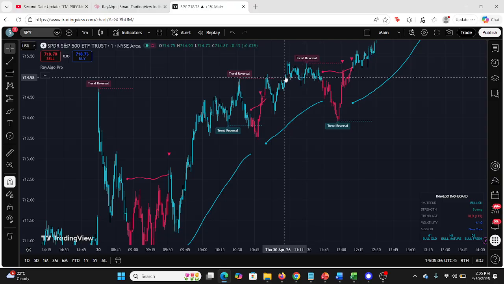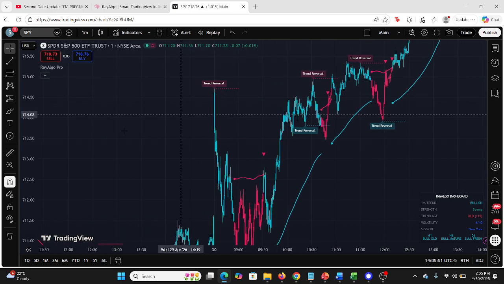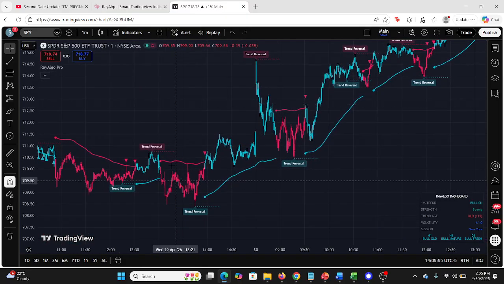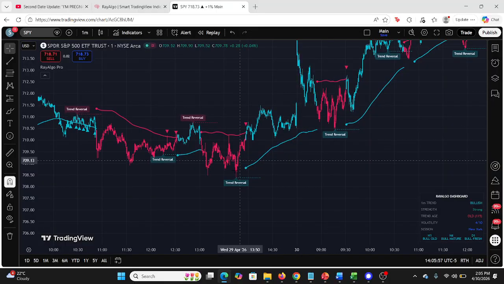The trend reversal here shows a change from an uptrend to a downtrend. This one also shows a change from a downtrend to an uptrend. Similar to this one, from an uptrend to a downtrend. So you can see it's extremely accurate. Here's another one. There are loads of these and they almost always work. Here's more. There's one there. There's one here. Change in direction.